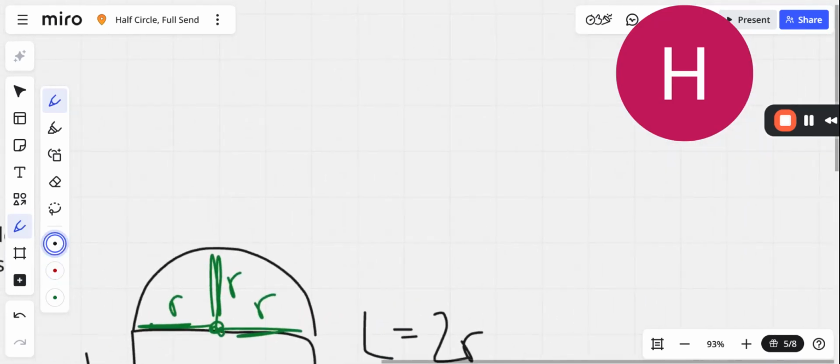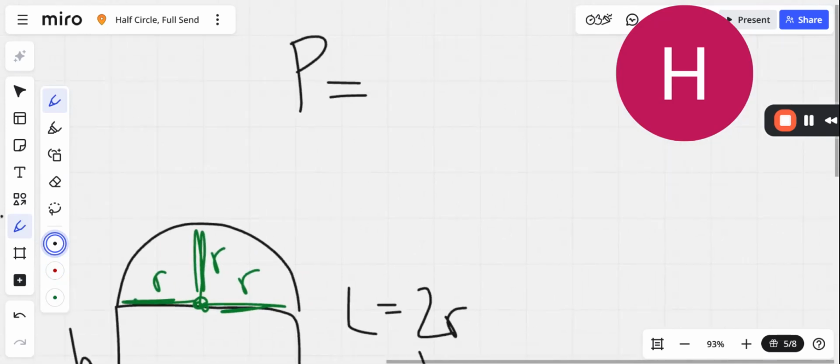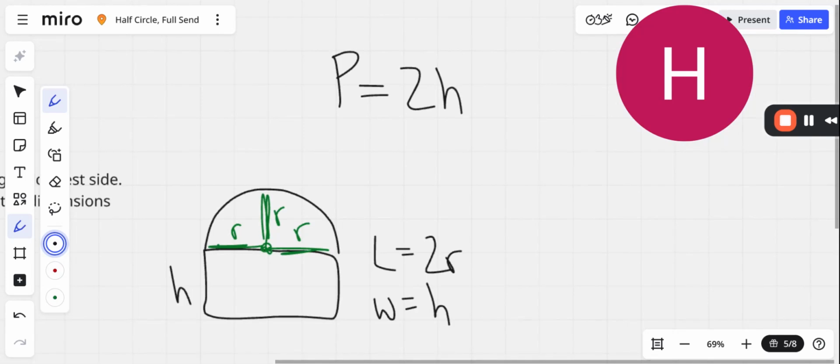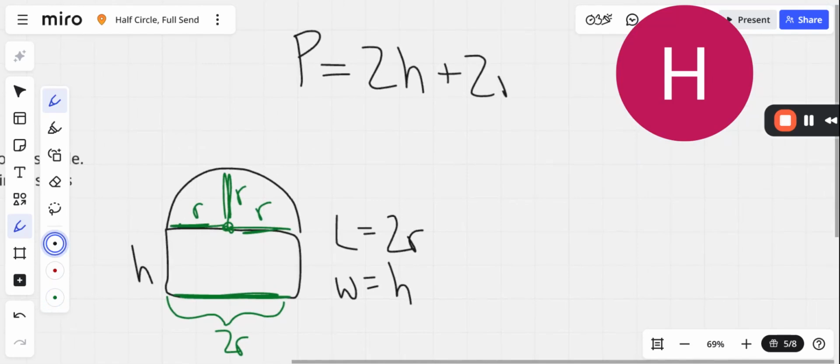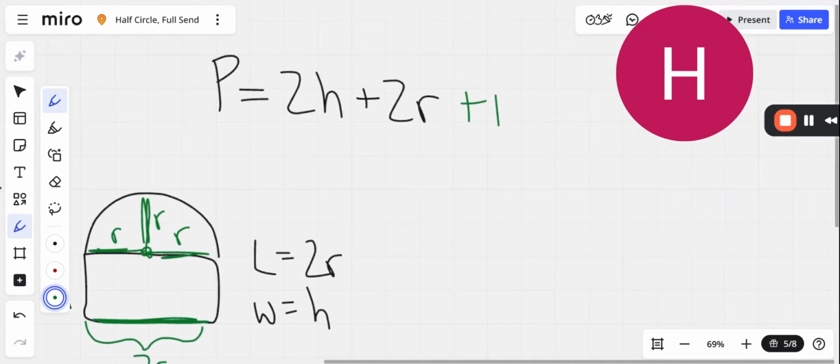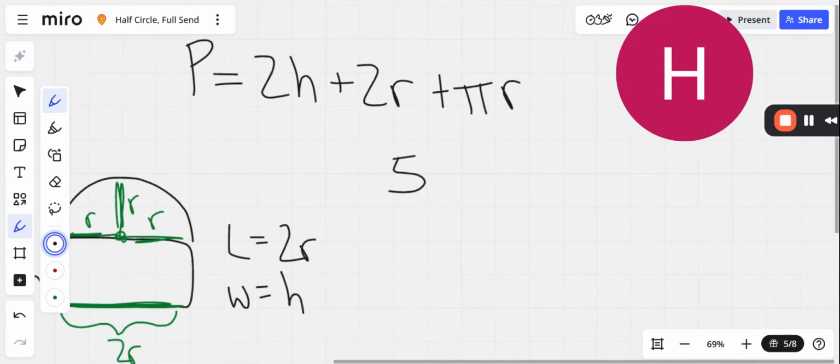So we have to represent the perimeter in an equation. Notice that the perimeter is going to be 2h plus this length out here, which is going to be 2r. We're not going to add both of them because this is the one on the outside. We're not going to add this here because it's not on the outer perimeter. So we have 2r. And then we have this arc of the semicircle, which is basically half of the circumference. So that's just going to be pi r. Now we want to use the fact that the perimeter is 50.